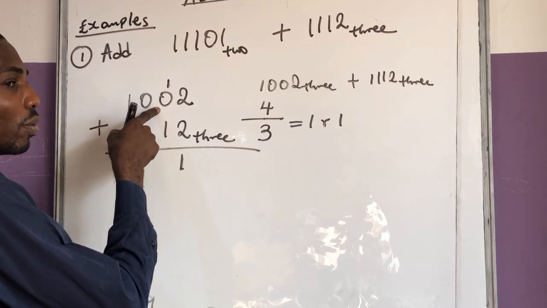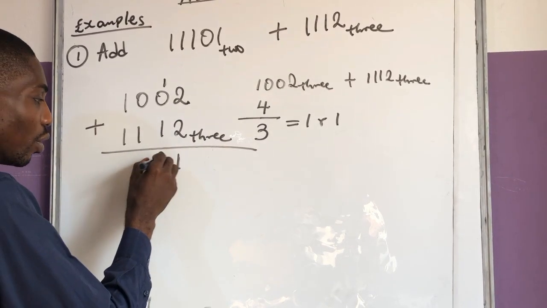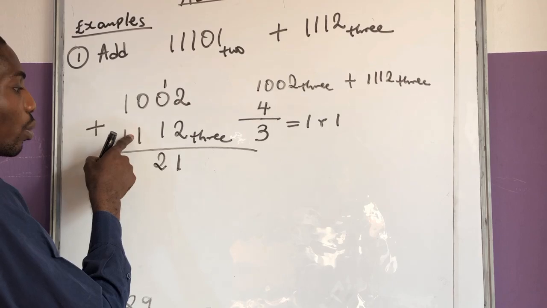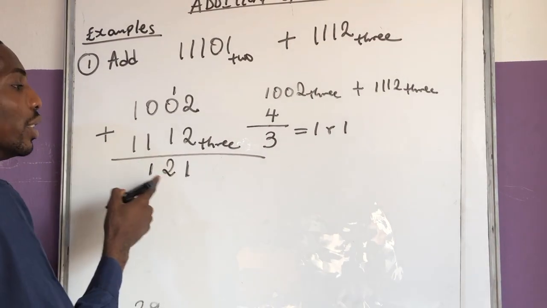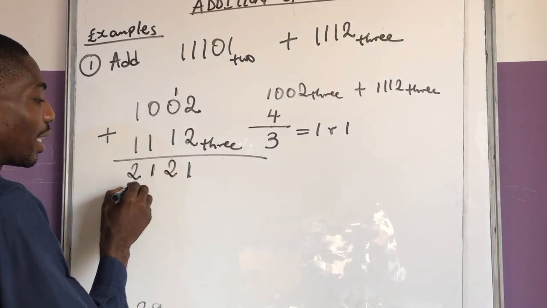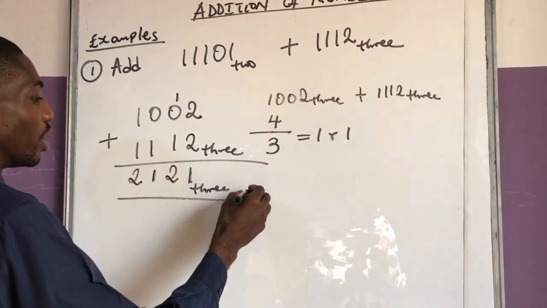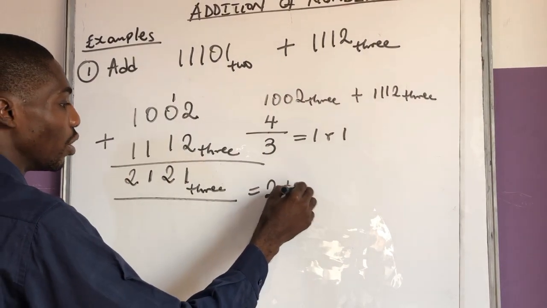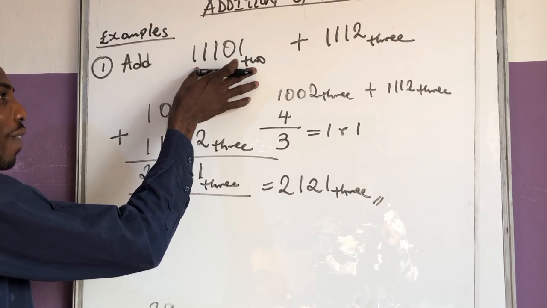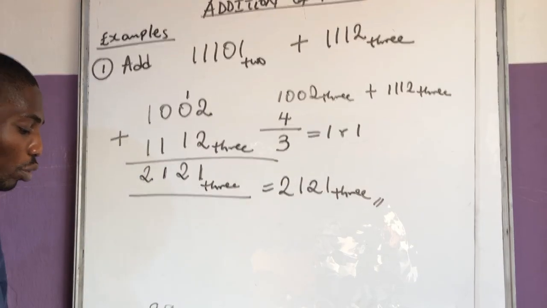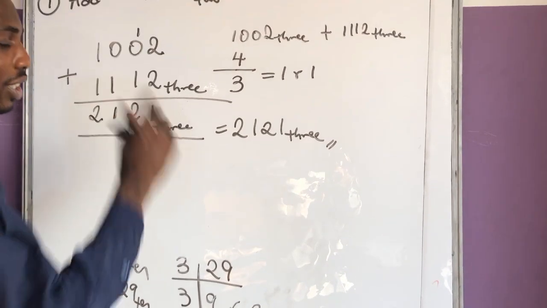1 plus 0, 1. 1 plus 1, 2. 2 is less than 3, so I can have 2. 0 plus 1 is 1. 1 is less than 3, so I can write 1. 1 plus 1 is 2. 2 is less than 3, so I can write 2. So this is my final answer. So addition of these two is going to give me 2121 base 3. In step 1, you convert base 2 to base 10. Then step 2, you convert base 10 to base 3. Step 3, you add both of them together and you get your final answer.